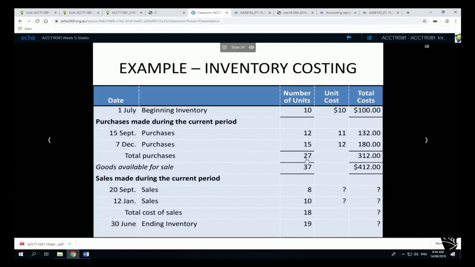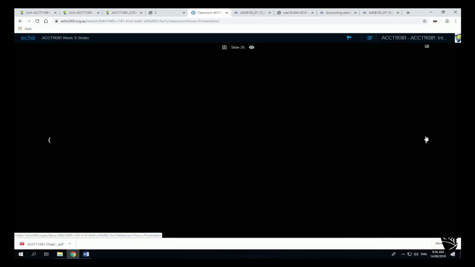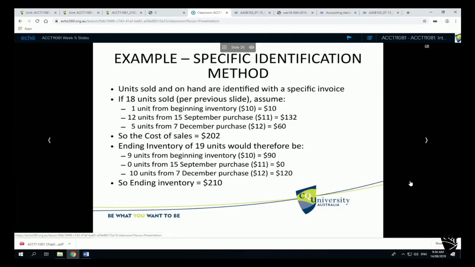Notice that we purchased these 27 at different prices. We had 12 purchased at $11 each, and then we had another 15 purchased at $12 each. Okay, now we sold 18 units, but the question arises, what amount do we put on these 18 units that we've sold? And what value do we use for the 19 units that we have left in our ending inventory? This is where our cost methods come in. Depending on which one we use, it will make a difference to our financial statements for our current period. But over the long period, it should even out, and we'll go through that after we look at each of the methods. The first method that we're going to have a look at is specific identification.